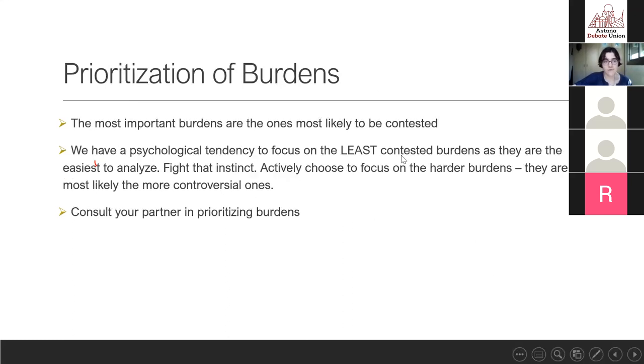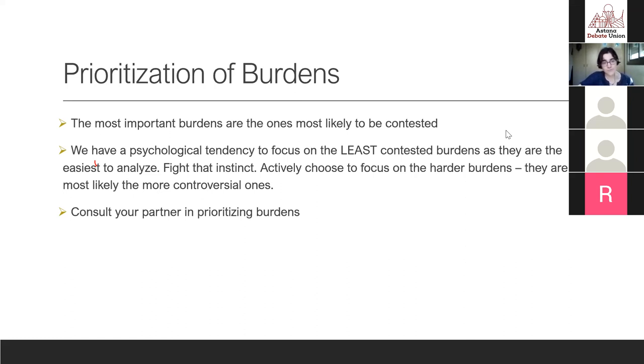All right. Then the last thing I would want to discuss is prioritization of burdens. Because as we've mentioned, there are common burdens for every argument, but which is the most important burden changes from different debates. Burdens are not equal in their treatment. We need to focus more on the more important ones. How do we decide which burden is more important?